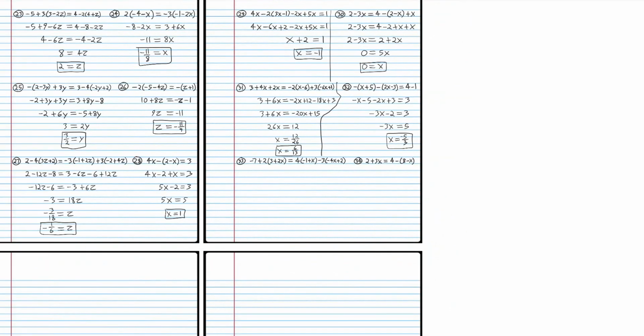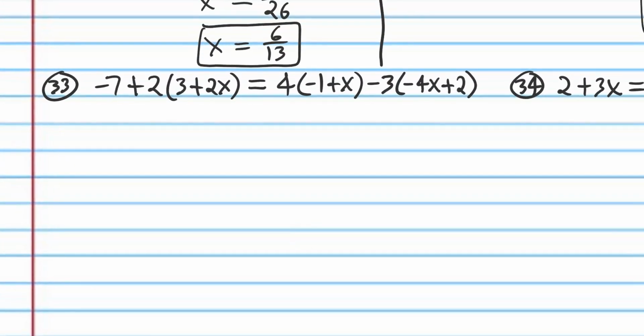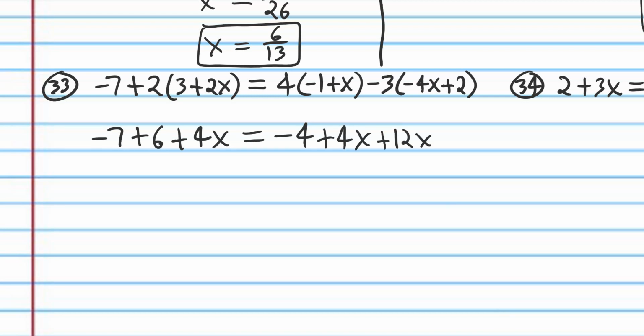All right, we're doing really well. Looks like we only have 2 more problems. All right, so try number 33, and when you come back, we'll do it together. All right, we're back. So we got rid of the parentheses on that first step. And now we're going to simplify.